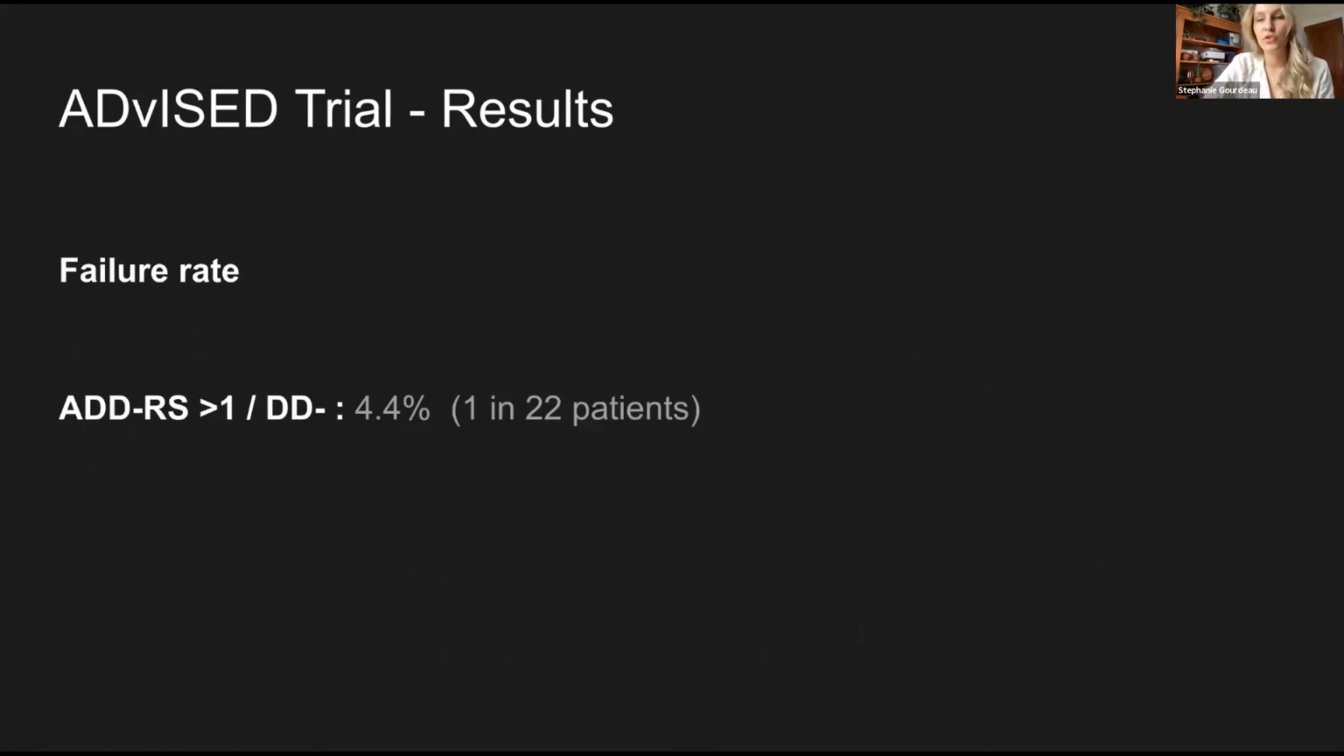Interestingly, if you had a score above 1 and a negative D-dimer, the failure rate was 4.4%, corresponding to one missed case in every 22 cases. So certainly not a strategy to use if your pretest probability is already high.